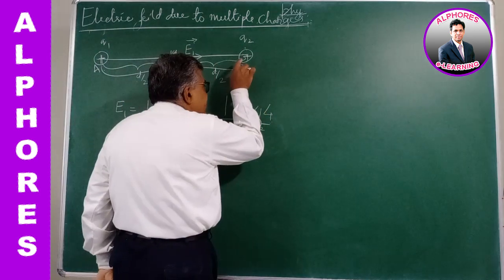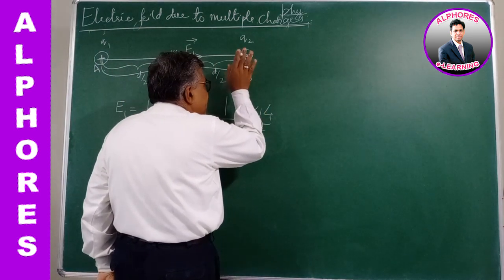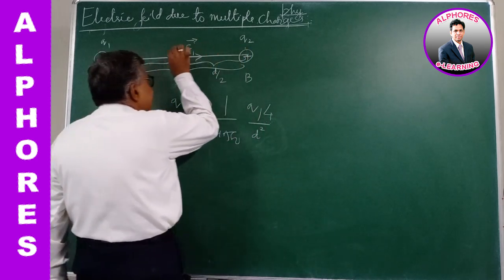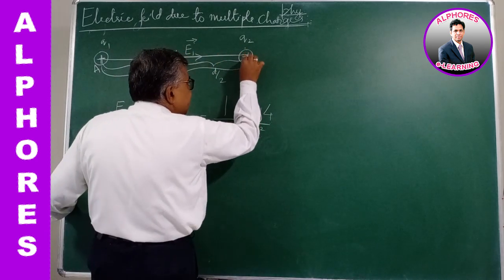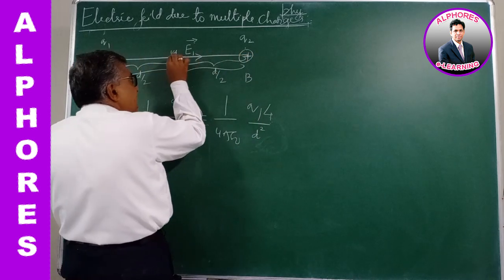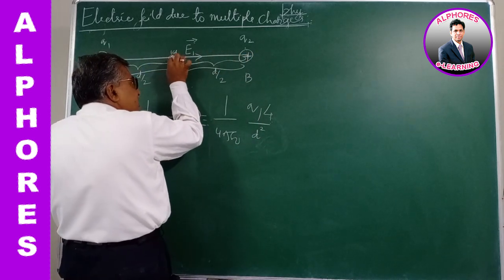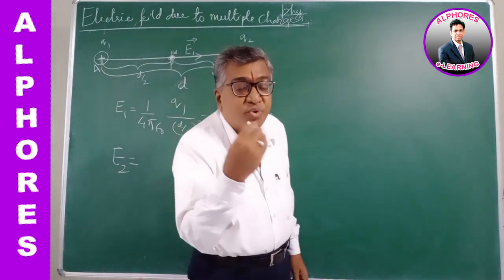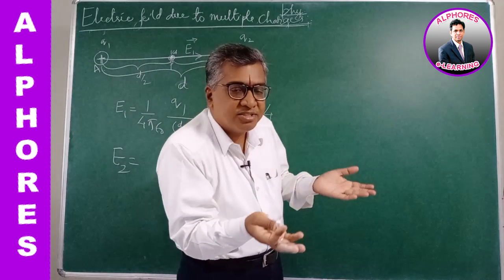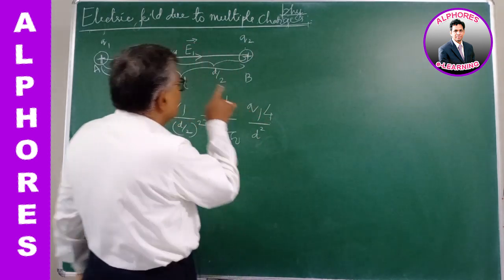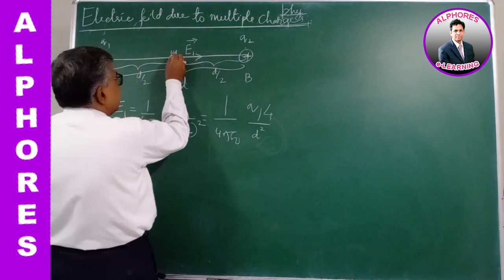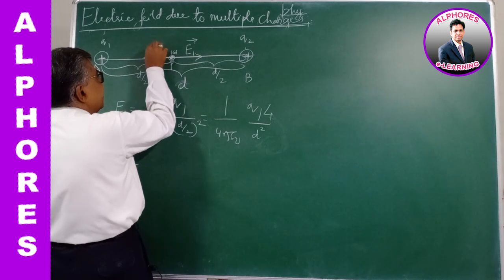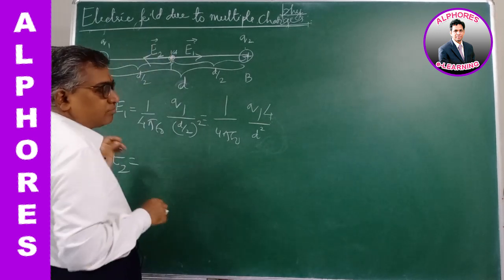Now consider this as an individual isolated positive charge. Then field due to this at this point. Since this again is a positive charge, I am imagining a unit positive charge. This positive charge is repelled by this positive charge. Electric field intensity is the force experienced. The direction of the field will be in the direction of the force. So the positive charge is repelled, so the direction is like this. It is E2 bar.